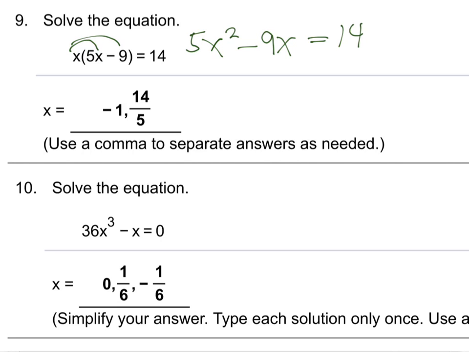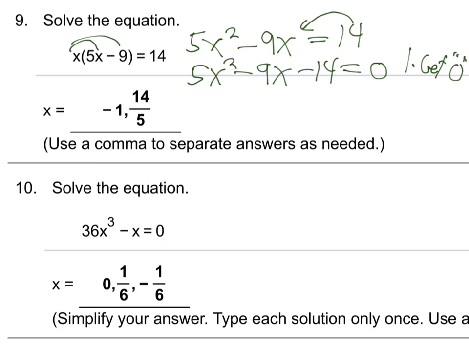Get a zero. Now, which means you're going to jump that 14 this way. To get a zero, we'll have 5x squared minus 9x. So what will happen to that 14 when it jumps over the equal sign? Minus 14. Good job. And now we have to factor. So there's step 1, get a 0. When you see x squared with an equal sign, step 1, get a 0. Got it. Check. There's my 0.